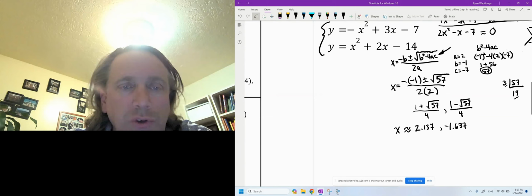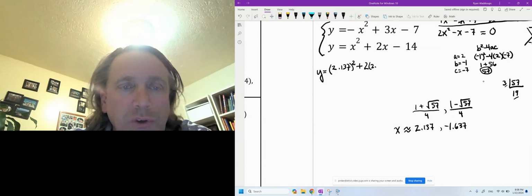So I've got y equals x squared plus 2 times x, but for x I'm going to put 2.137. 2.137 squared plus 2 times 2.137, and then minus 14. I'm going to run out of space, so I'm just going to erase this part here. We've used that already, so we'll move on. And I'm going to put that in my calculator and see what I get for y.